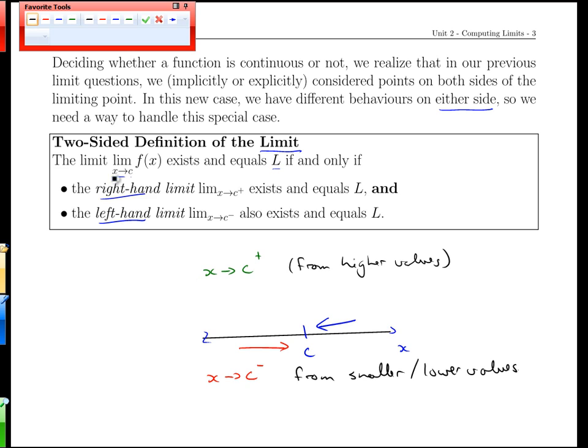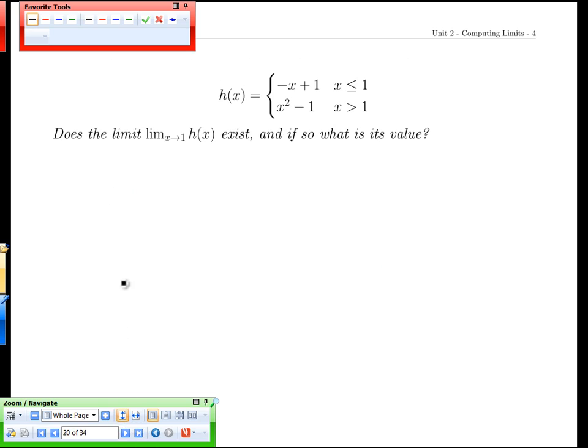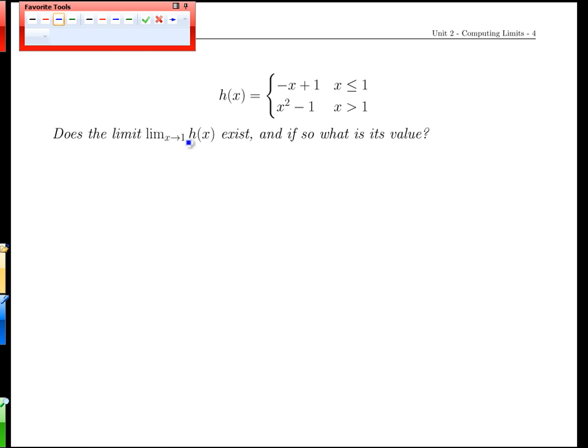All right, so it's a new notation that we have to use, but we'll see that it's fairly intuitive when we come to applying it to especially piecewise functions. In this particular example, if we're going to ask, does the limit as x approaches 1 of this function exist? And if so, what is its value?